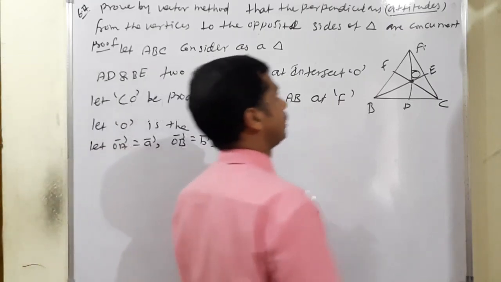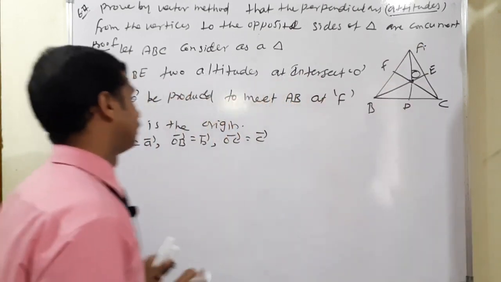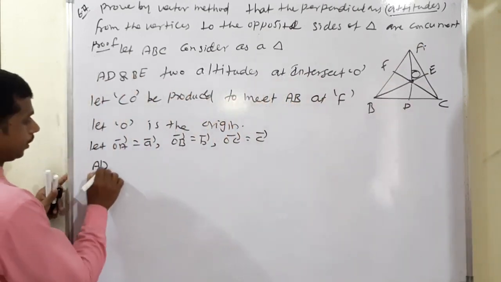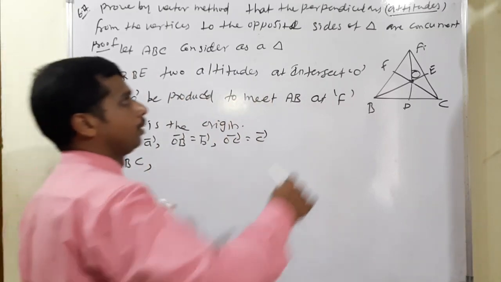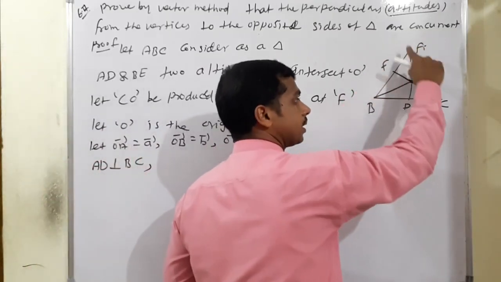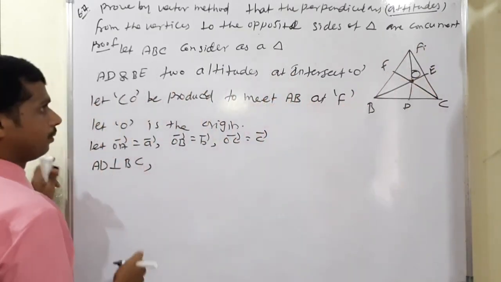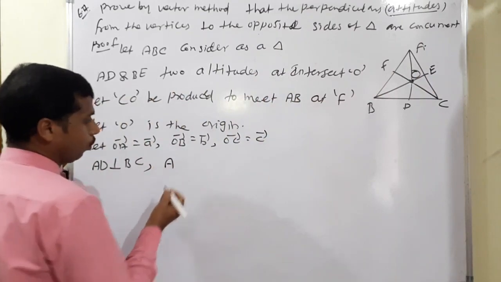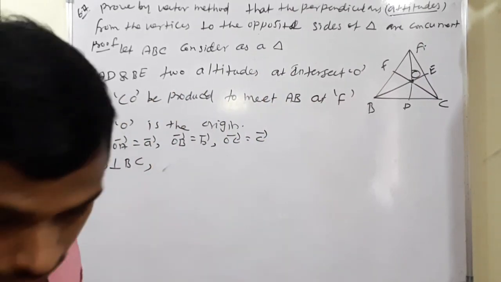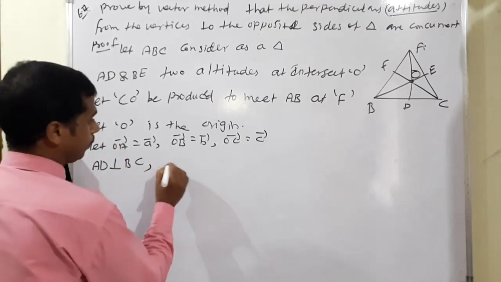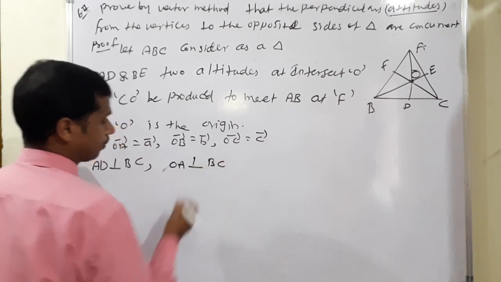So now the first condition, the first altitude. AD is perpendicular to BC, isn't it? AD perpendicular to BC means what will happen? Instead of AD we can write OA, so OA is also along the altitude. Therefore, OA is perpendicular to BC.